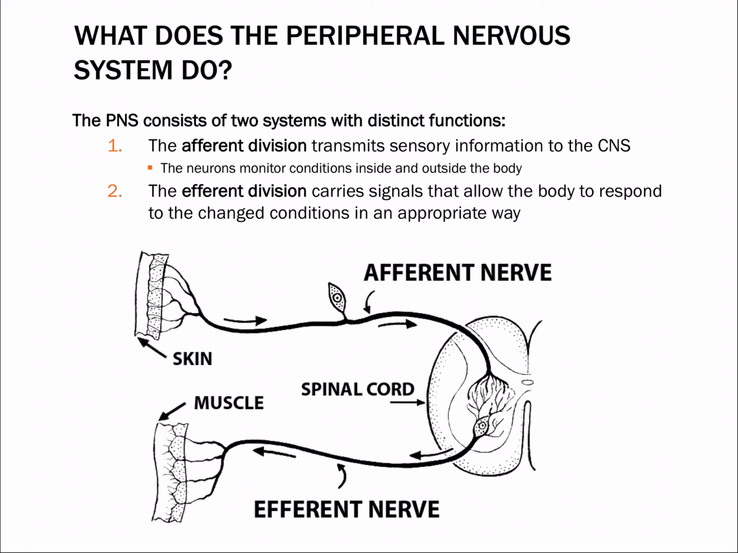a response through an efferent signal. You can always remember the afferent is going away from the skin towards the spinal cord, and the efferent is going towards the muscle, through an efferent nerve. And that allows the body to respond to conditions. So anything that's going towards our brain and spinal cord is going to be part of the afferent division.